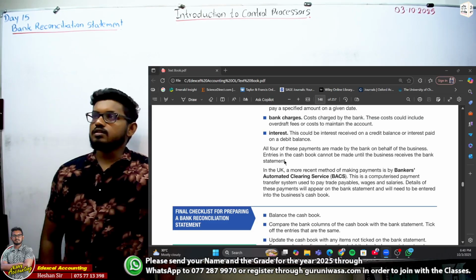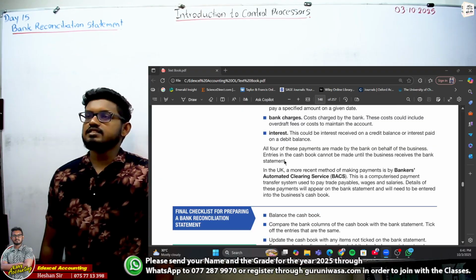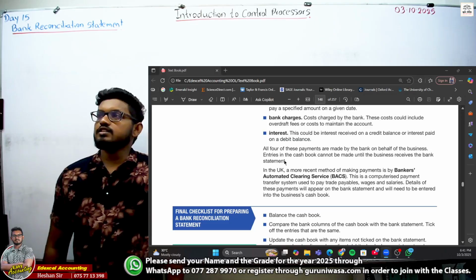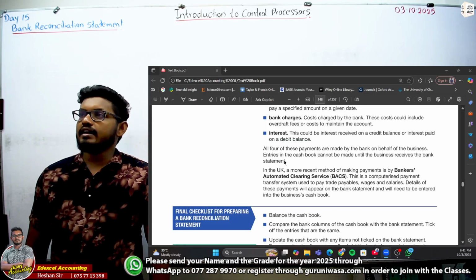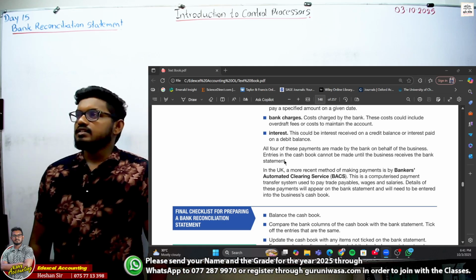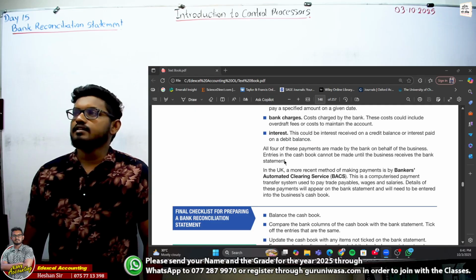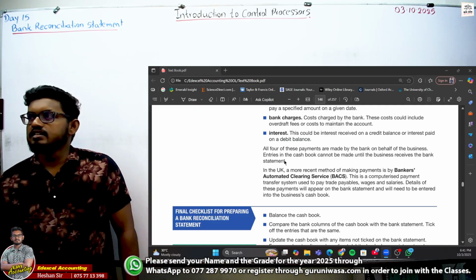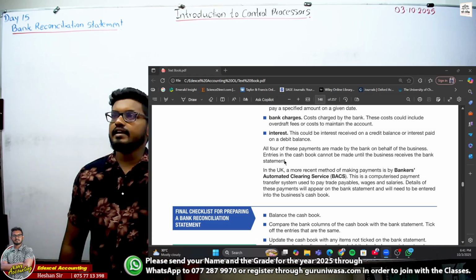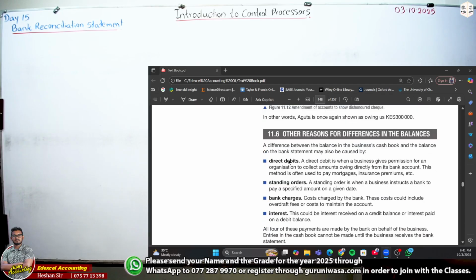Entries in the cash book cannot be made until the business receives the bank statement. Until the business receives the bank statement, we can't get to know. In the UK, a more recent method of making payments is the Bankers Automated Clearing Service, BACS. This is a computerized payment transfer system used to pay trade payables, wages and salaries. Details of these payments will appear on the bank statement and will need to be entered in the business cash book. So these are the other reasons, right?